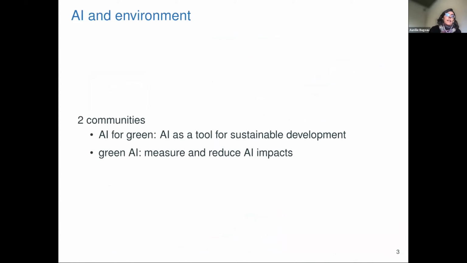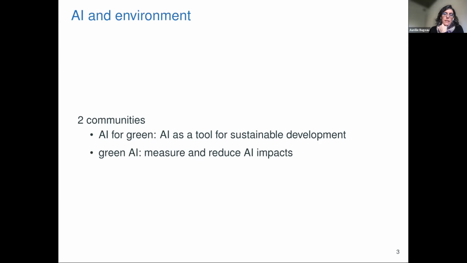So regarding AI and environment, there are somehow two communities, more or less separated. The first one is AI for green, which considers AI as a tool for sustainable development. We've seen that in a previous talk also. And the second one is green AI, whose goal is to measure and try to reduce AI impacts. I'm going to go quickly on the first one and mostly focus on the second one, actually.